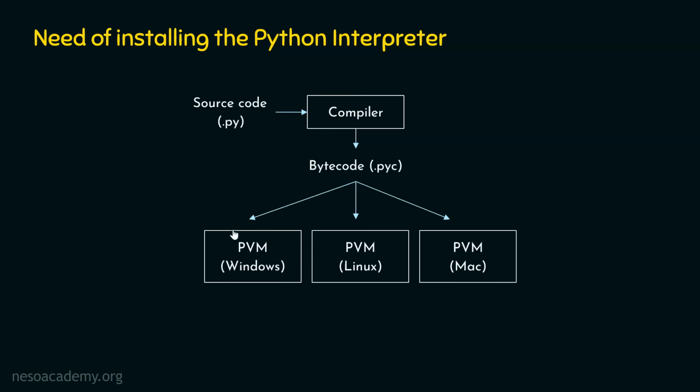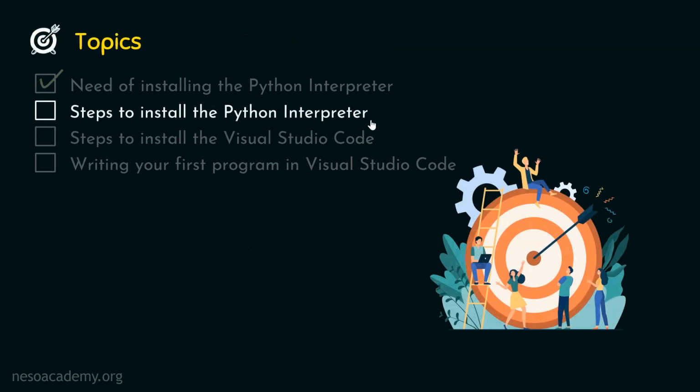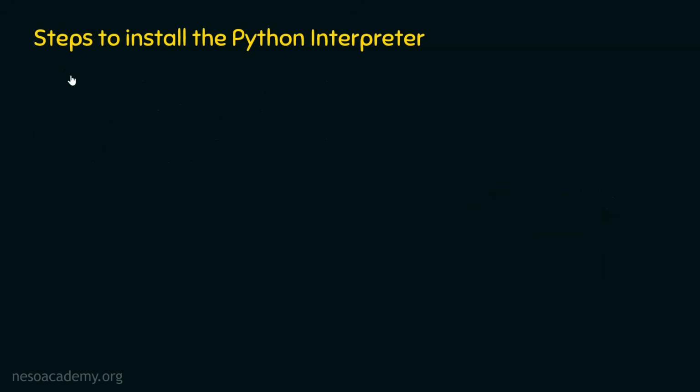So Python Virtual Machine must be installed, and this means that Python interpreter will automatically get installed and eventually we will be able to run our codes. So now we know why we need to install Python interpreter. Let's see the steps to install Python interpreter on our computers. We need to follow the following steps.